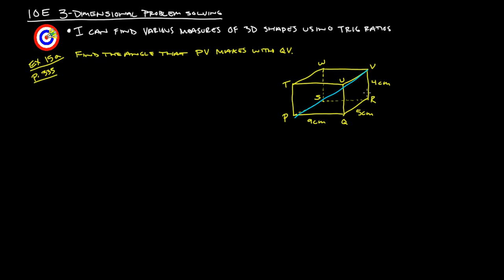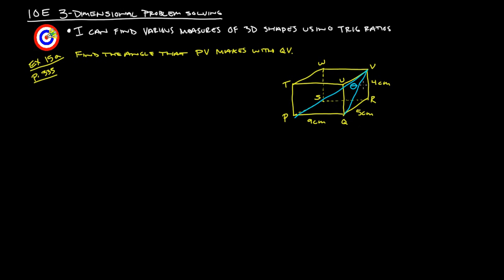That's close enough. So PV makes with Q and V. So there is Q and V. There we go. So we want to figure out the angle that PV makes with QV. So we're looking for this angle here.